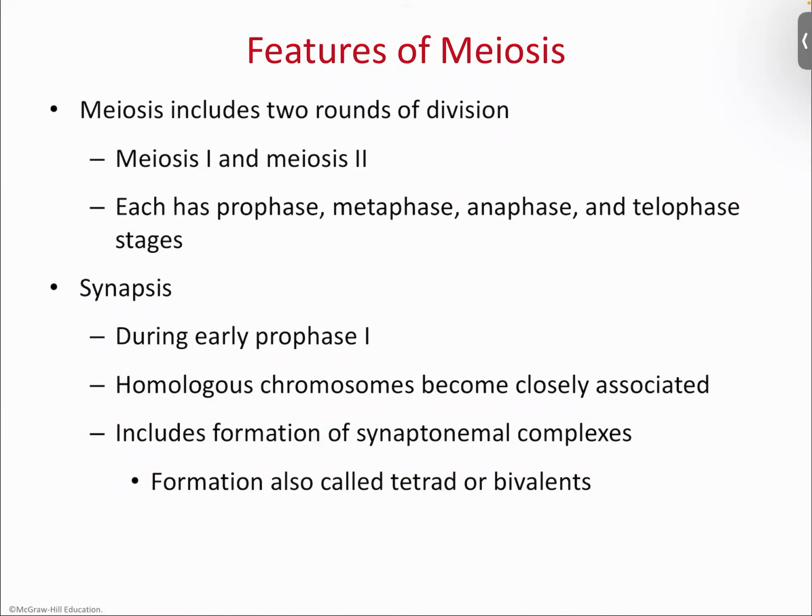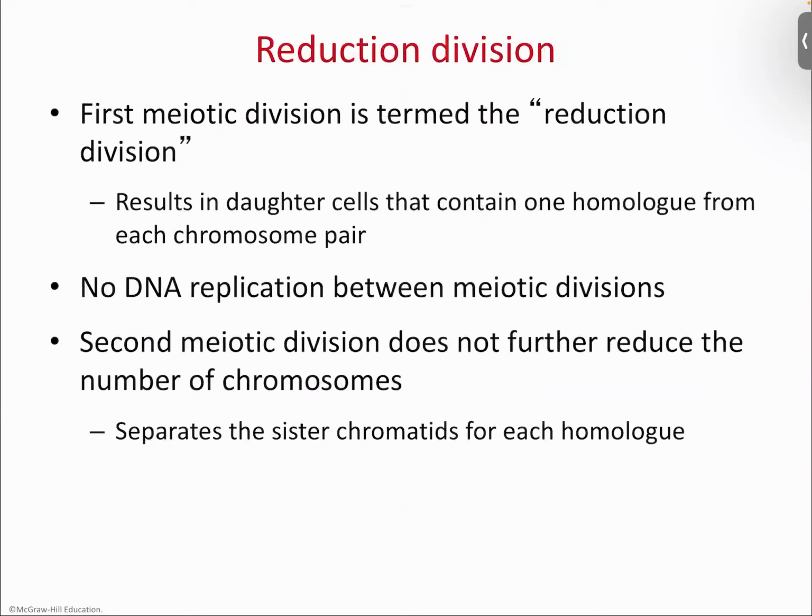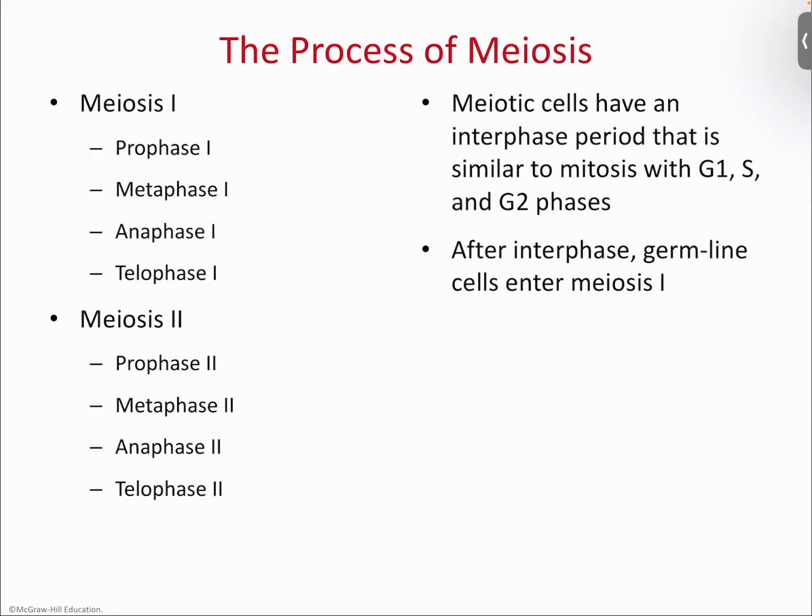So let's take a look at meiosis. With meiosis, basically you have one division that has two sections to it, meiosis 1 and meiosis 2. They all have basically the same process as mitosis. They have a prophase, metaphase, anaphase, telophase. I'm going to talk about synapsis later. But when you take a look at meiosis, the two different steps have very specific things that they do. The first one is what's called the reductional division.